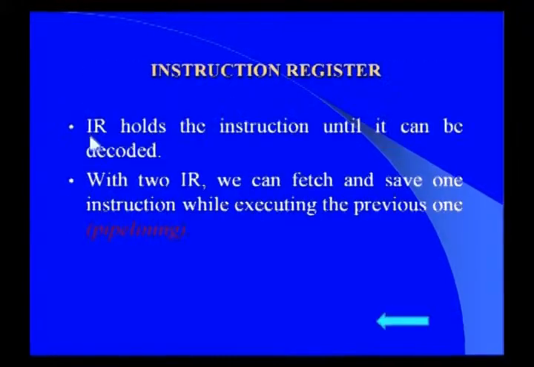Instruction register. IR holds the instruction until it can be decoded. Some microprocessors may have 2 instruction registers. So one can fetch and save one instruction while executing the previous one. This is what they define as pipelining, which is used to process the instructions parallelly.